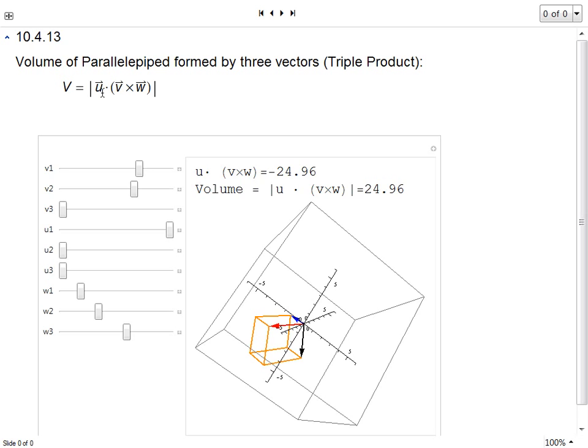So you could have, instead of doing V and W in here, you could have done U cross W and then had V out here. Or you could have had the W out here and did the V and U inside. It does not matter which way you do it.